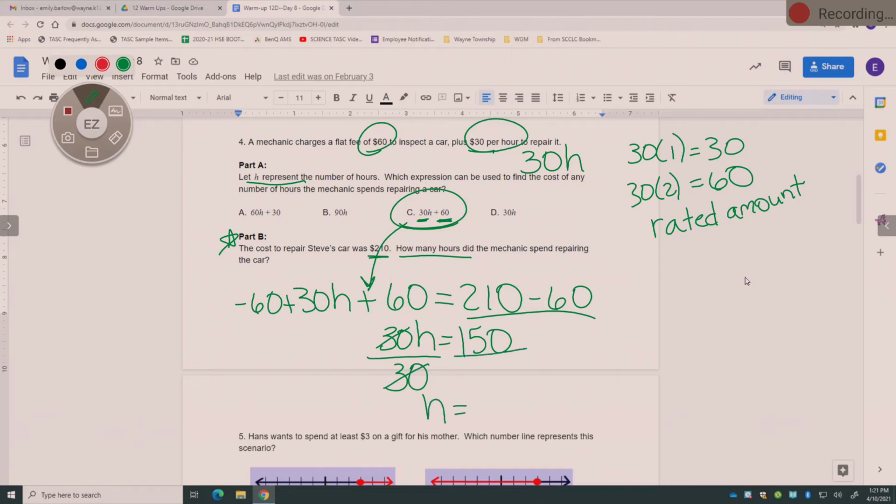But if I divide by 30 on the left side, I've got to divide by 30 on the right. And 150 divided by 30 is 5. So he worked 5 hours on that car.